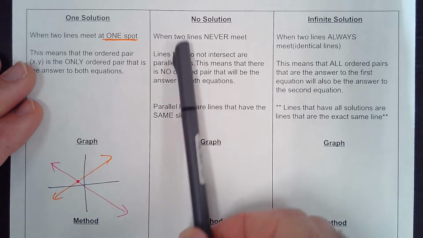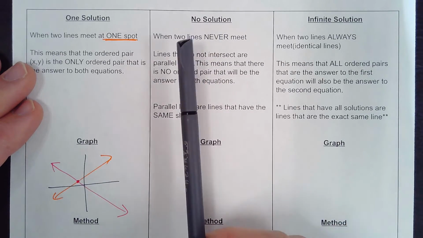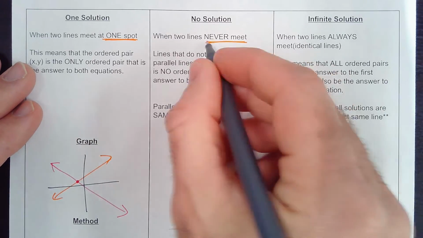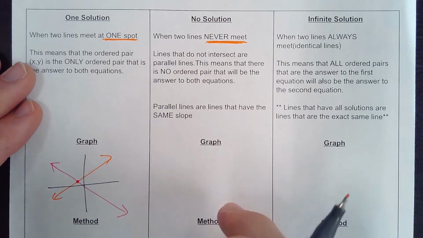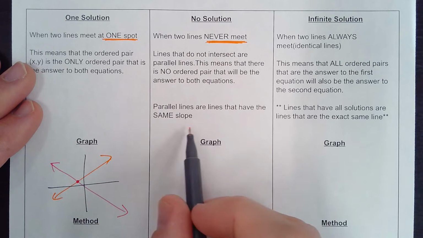Okay, now let's look at no solution. We can have a system of equations that doesn't have a solution. That's when two lines never meet. If these lines never cross each other, that would be no solution. Lines that do not intersect are parallel lines. This means that there is no ordered pair that will be the answer to both equations. There's not one single point on the graph that is the same on both of your lines. Parallel lines are lines that have the same slope.